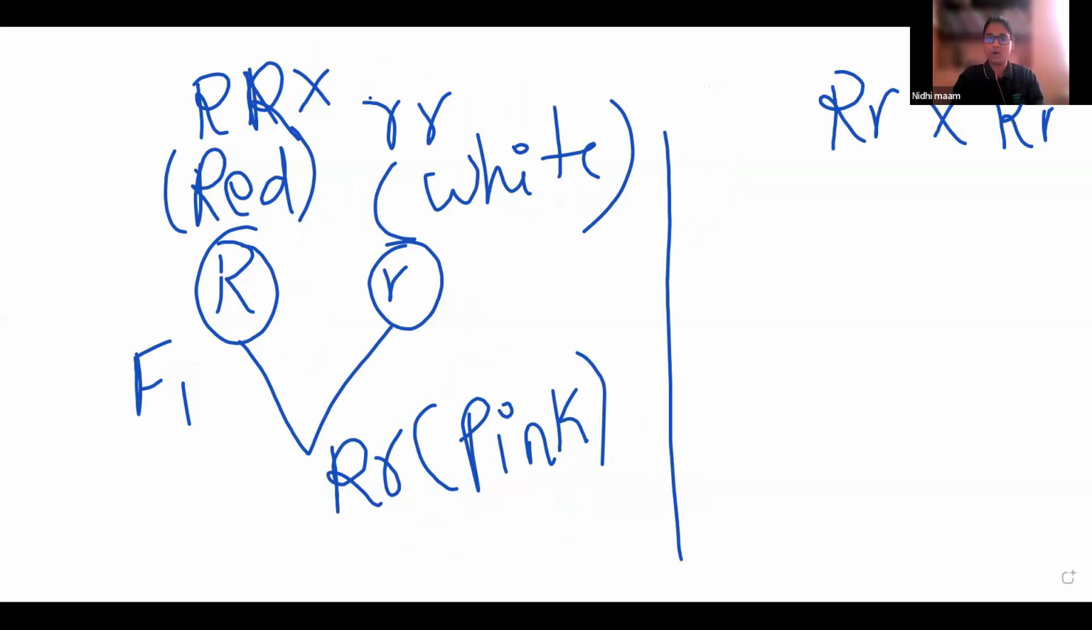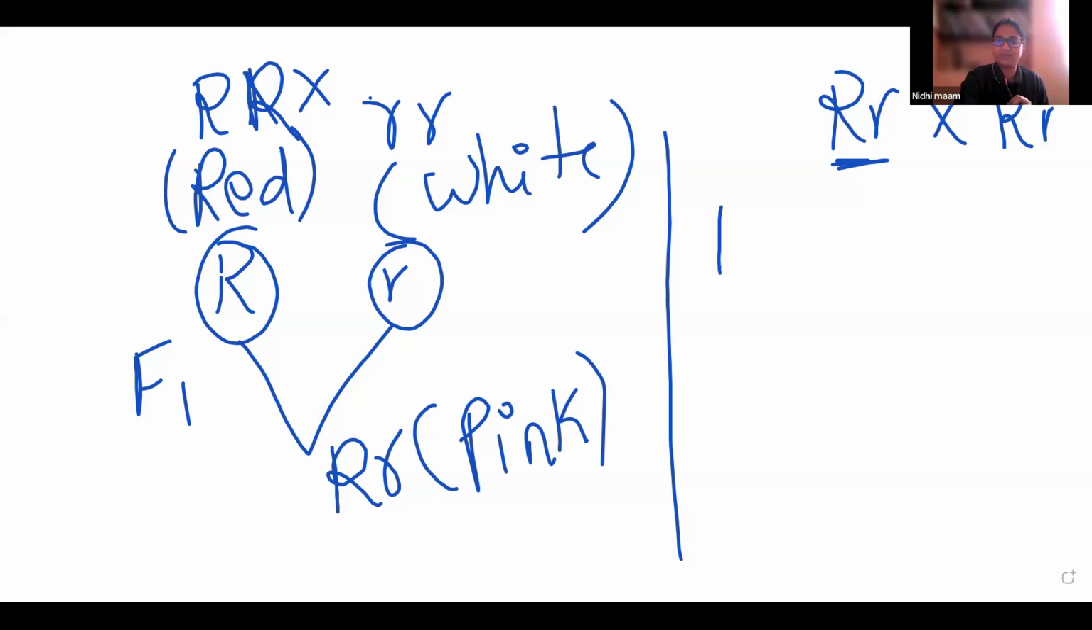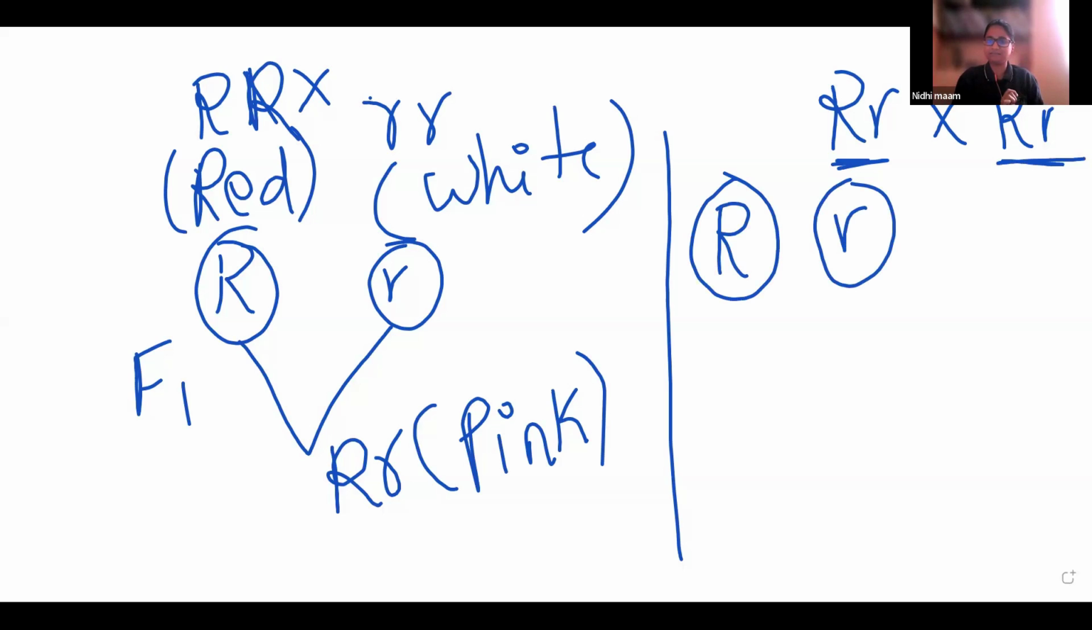As we got the heterozygous condition, these plants have capital letter R, small letter r. Can anyone tell me how many types of gametes we will get here? Two types. Very good. Some gametes will have capital letter R as the allele, and some gametes will have small letter r, the white color allele. Same way, what about the number of gametes in the other parent? It is 2 only.